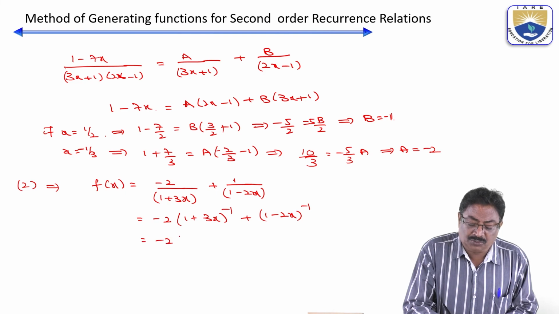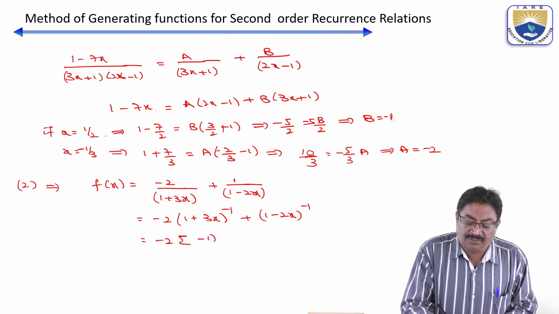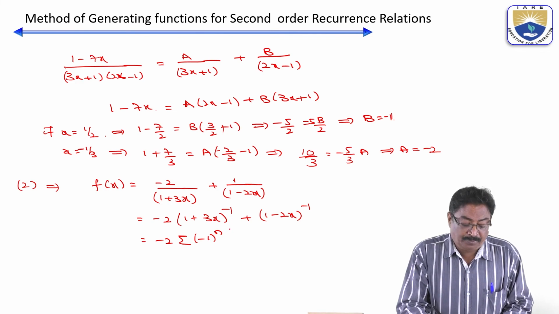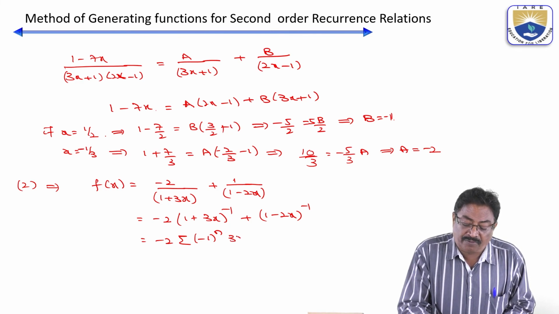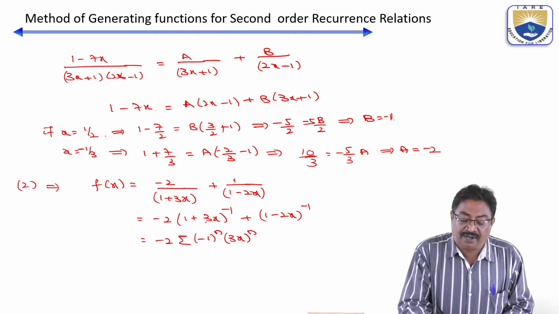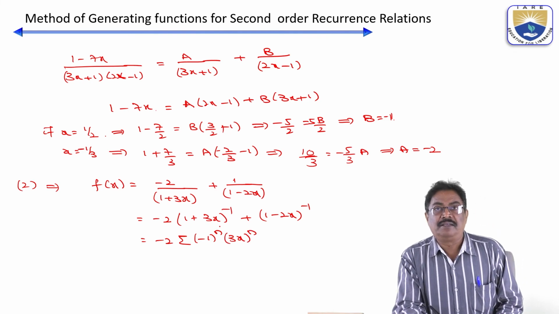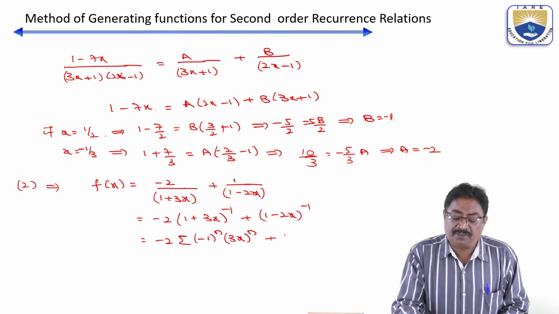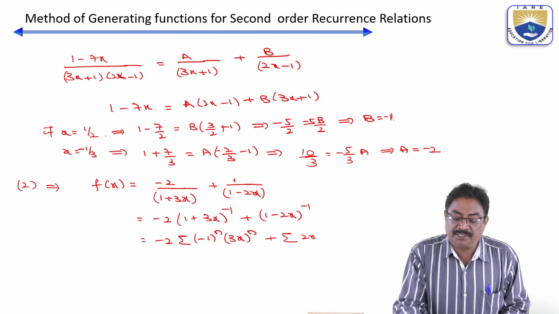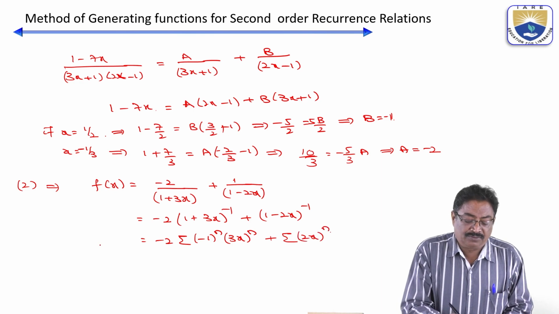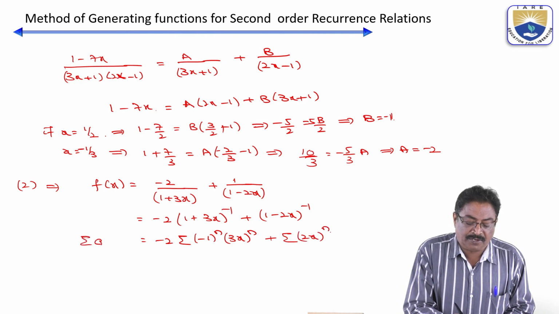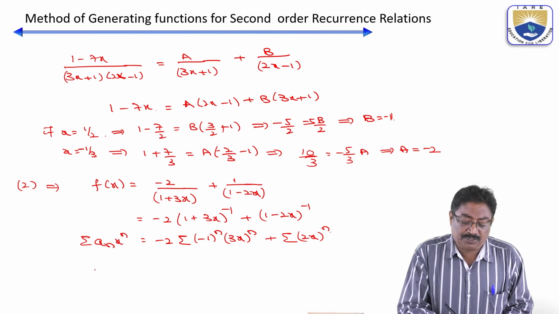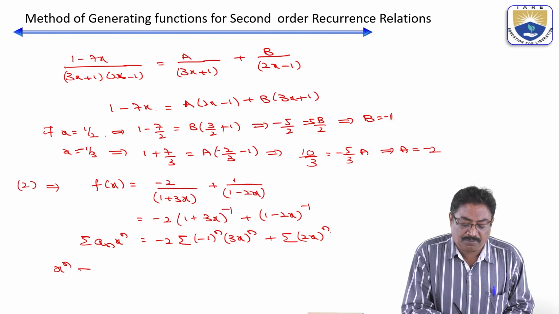So it is −2 summation (−1)^n (3x)^n. It is an alternating series, 1 − 3x + 3x squared and so on we are going to get. And here it is a positive term series only, so I am just taking (2x)^n. So f of x is the summation of a_n x^n. Now I am going to compare the x^n terms on both sides.